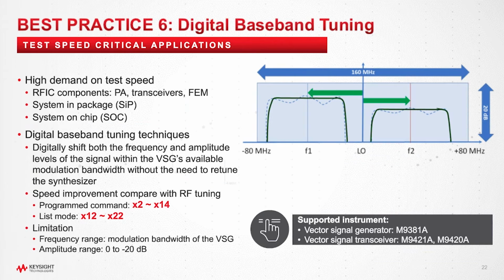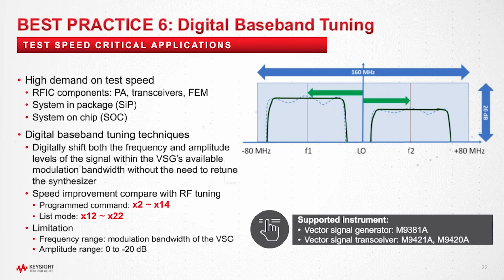Best practice number 6, digital baseband tuning. For most wireless device production tests, the speed of the test process is often limited by the device itself. The test response time of the device is typically measured in milliseconds. Traditional signal generator analog frequency and amplitude tuning speed are sufficient to support a device-stable production test.